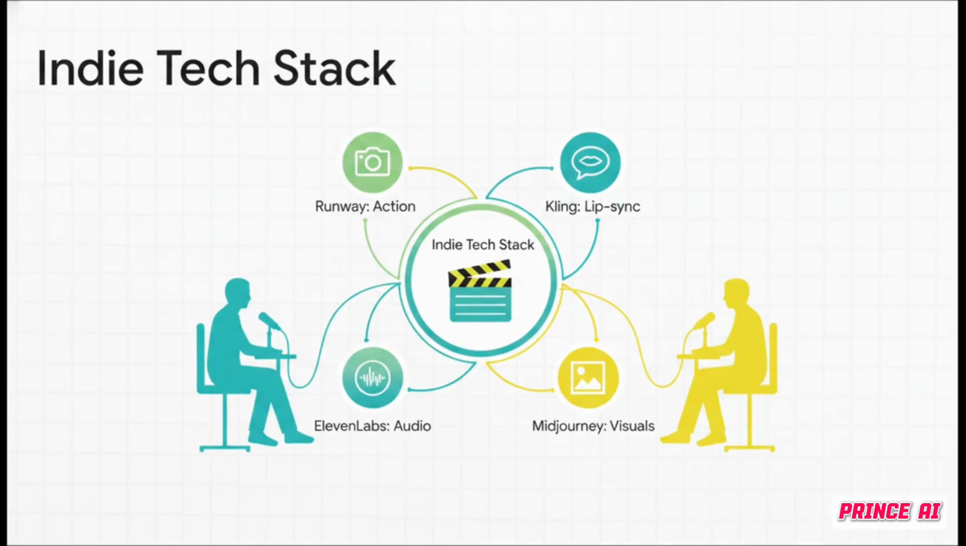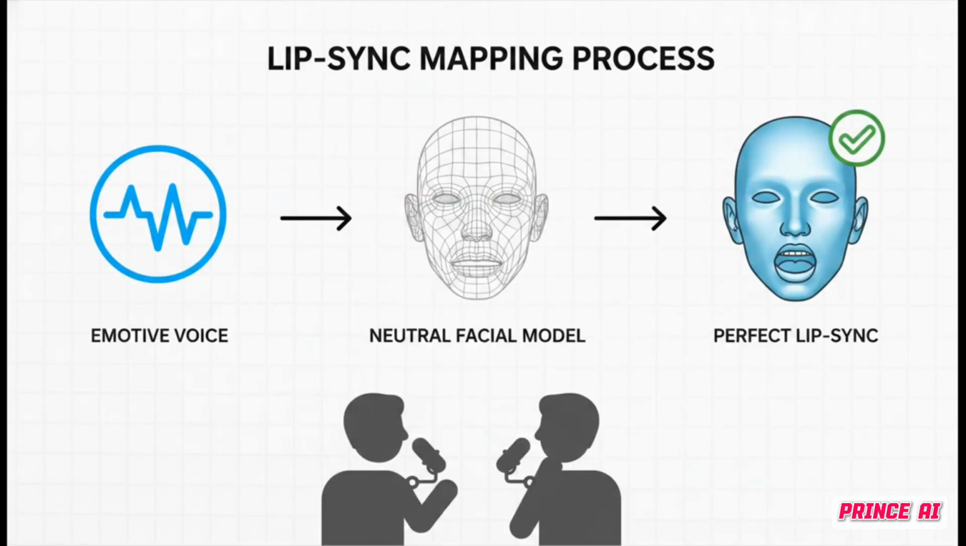For intense dialogue, you lean on Kling because of its superior character physics. For sweeping action shots, Runway Gen 4 is your best bet. Then you generate the voices in 11 Labs and bring it all together for a final color grade in DaVinci Resolve.